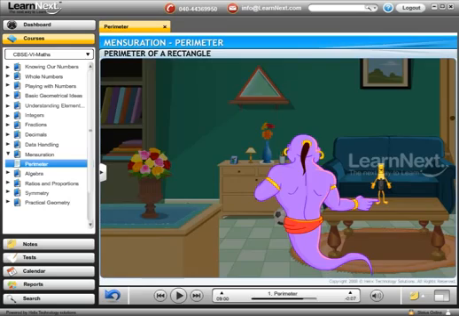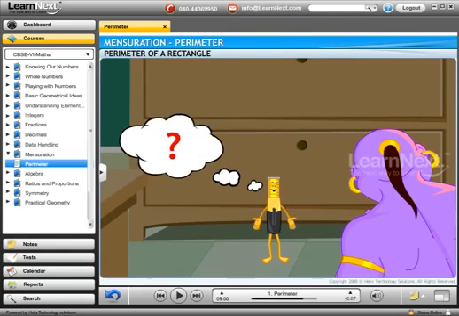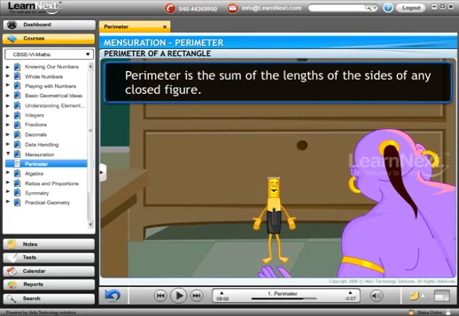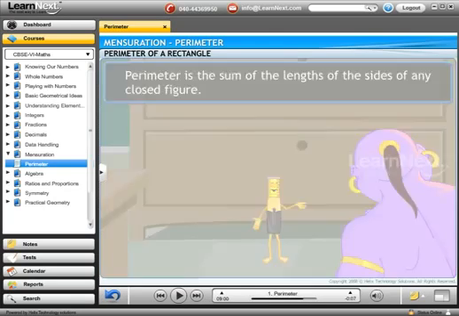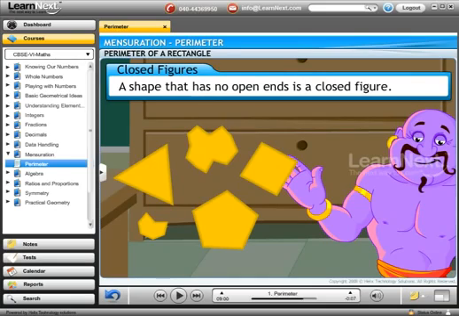Perimeter? What's that? Well, perimeter is the length of the boundary. If you add up the lengths of the sides of any closed figure, you get the perimeter. What's a closed figure? Lots of questions I can see. A shape that has no open ends is a closed figure.